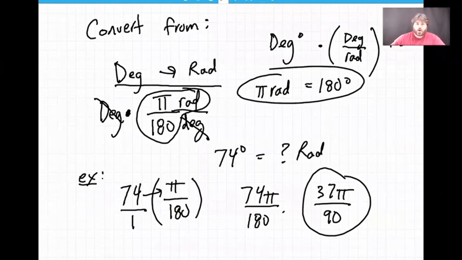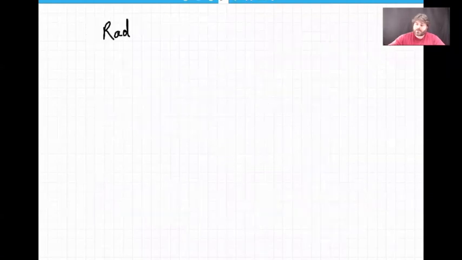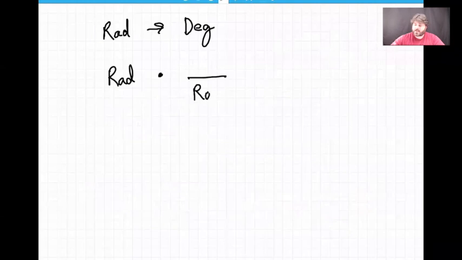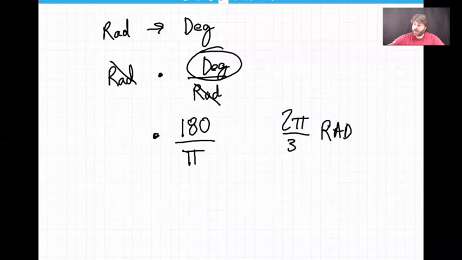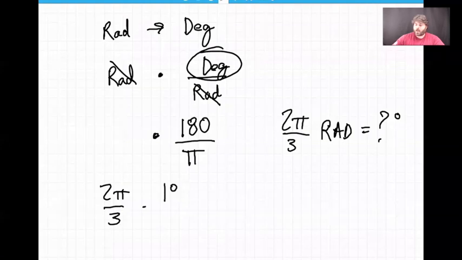All right. What if we're going from radians to degrees? Same thing. We're in radians. We want to multiply by radians on bottom and degrees on top so that radians will cancel and leave us with degrees. Remember, there's pi radians in 180 degrees, so that's 180 over pi. Just multiply by 180 over pi. As an example, if it says 2 pi over 3 radians equals how many degrees? Well, here we go. 2 pi over 3 times 180 over pi.